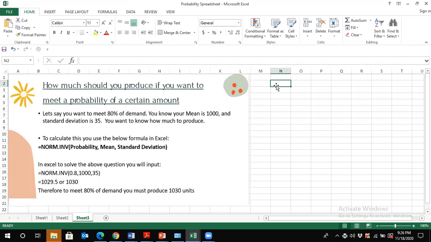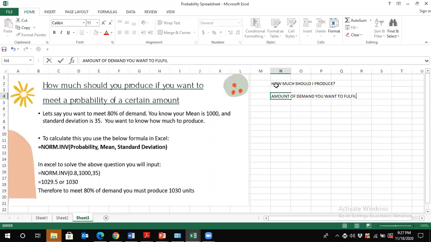So the first thing, let's just write right on the top what we're trying to figure out. What we're trying to figure out is, how much should I produce? Okay, and you are going to be given certain information. So, amount of demand you want to fulfill. Let's look at that first.